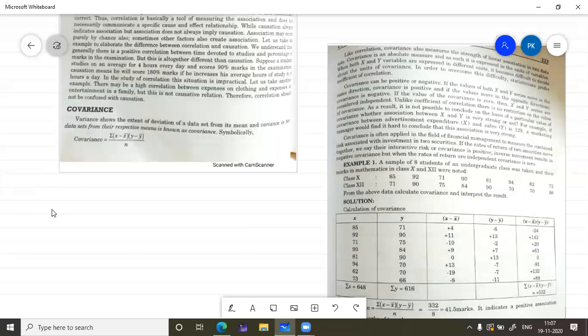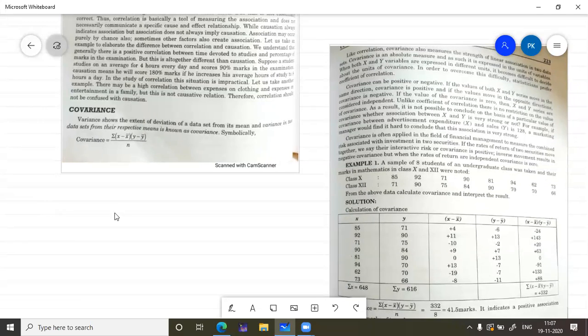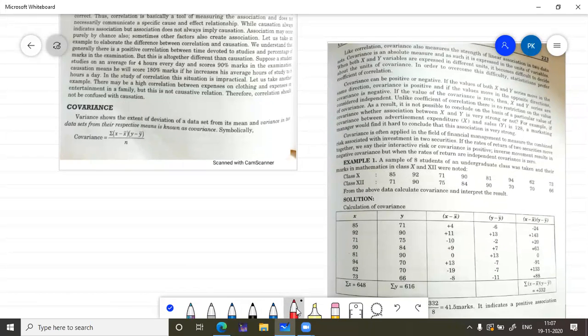So variance shows the extent of deviations of the data sets from its mean. And if you remember, we evaluate variance using the formula: variance is equal to the sum of (x minus x bar) square, with deviations taken from the mean, divided by n, and square root.